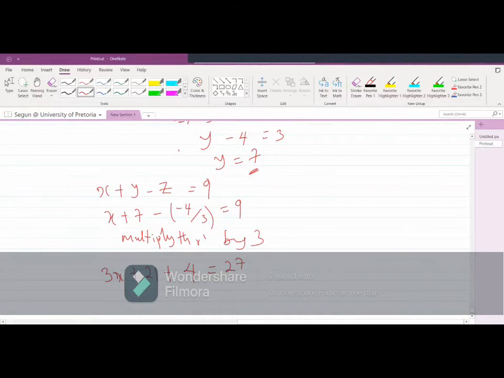equals 27. So we can add this together by saying 3x plus 25 equals 27, which implies 3x equals 27 minus 25. 3x equals 2. Our x is equal to 2 over 3. Any question, please?